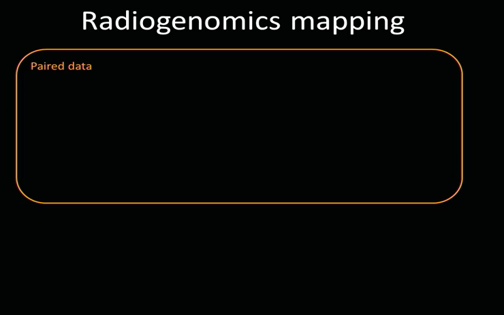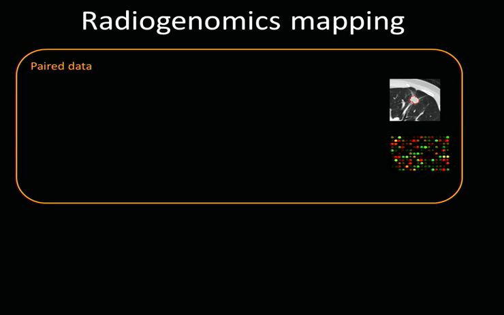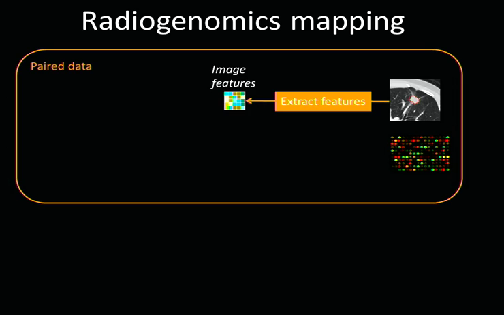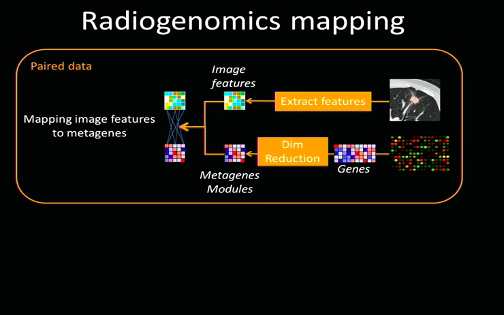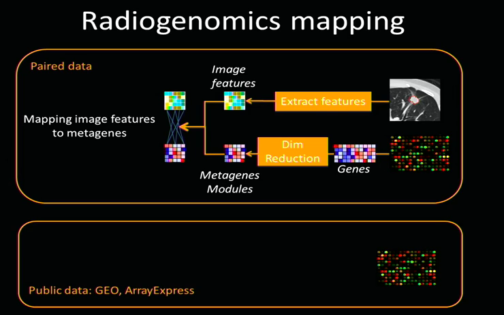So this is our overall idea of a radiogenomics map. We have our images, we extract features, and we have our image feature matrix. Then we have our gene expression data, for which we use dimensionality reduction methods because we don't have enough data to link single genes with image features. And then we develop statistical approaches, supervised machine learning approaches, to link image features with metagenes.